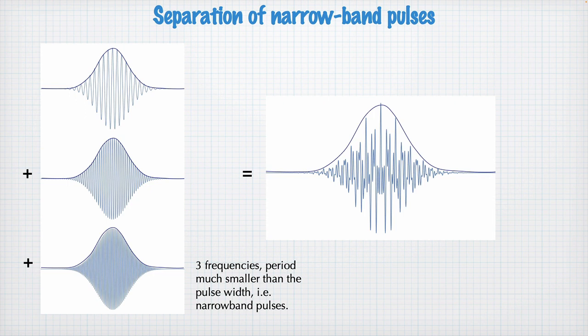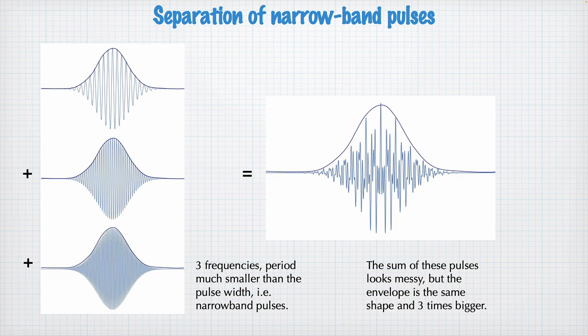When we add them together, we get something where the envelope has the same shape and width, although it's been scaled. The height is now 3 times bigger because we're assuming here each of these pulses has the same height. If we give them each unit height, then the height here of this envelope must be 3 times bigger. Underneath we have a bit of a mess because we have beating between these three different frequencies. So it looks pretty messy, but there's still an envelope and there's still frequencies underneath this envelope.